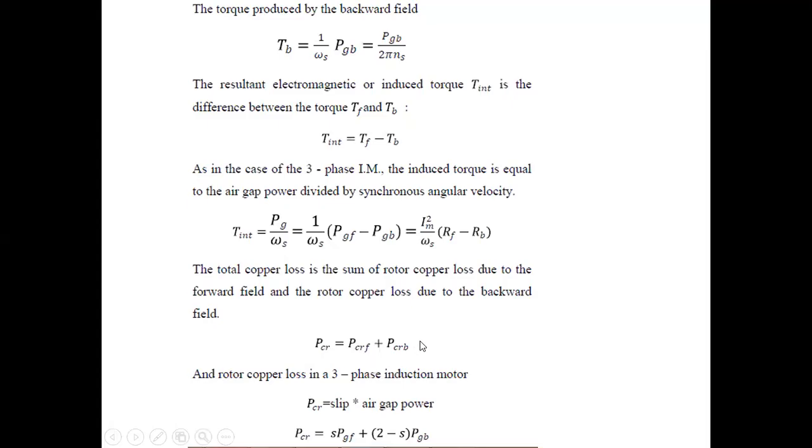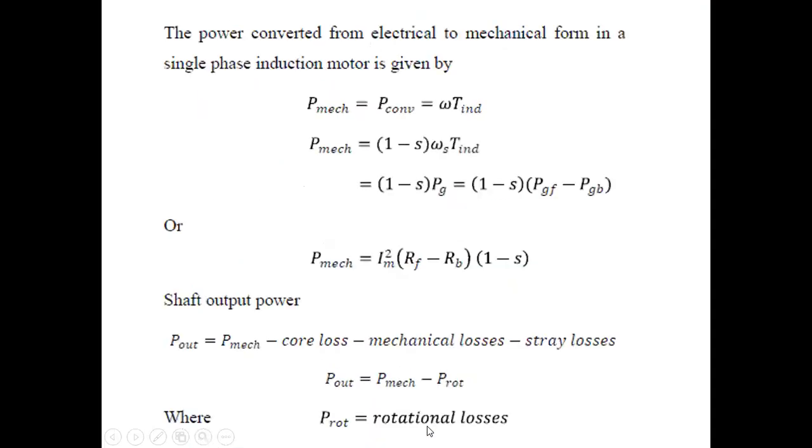Again, the copper losses will now be treated differently because they are the sum of all the losses, both forward and backward. But we can also calculate them as follows. The total losses will be the slip multiplied by the air gap power. So the slip in the forward direction is S multiplied by the air gap power in the forward direction, and the backward slip is 2 minus S multiplied by the backward air gap power.